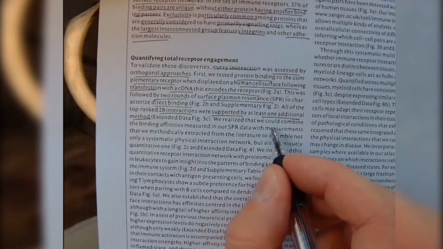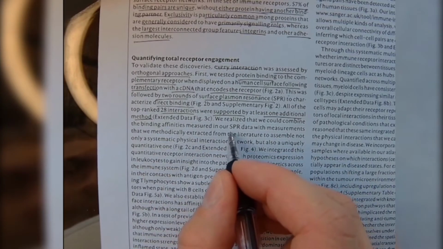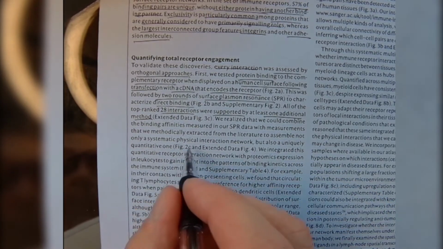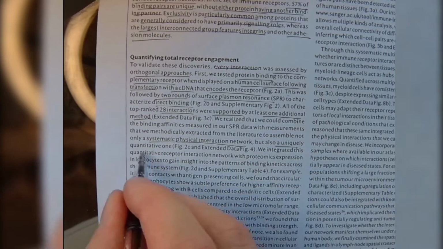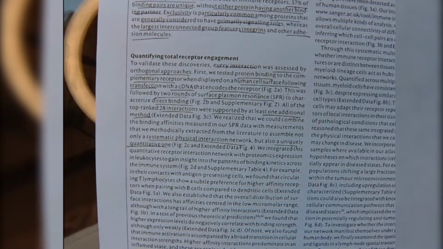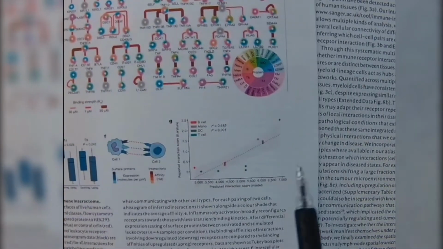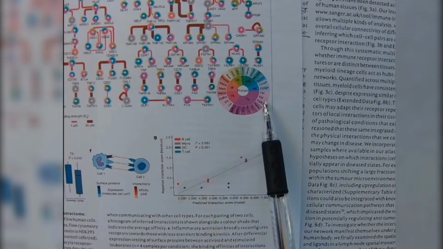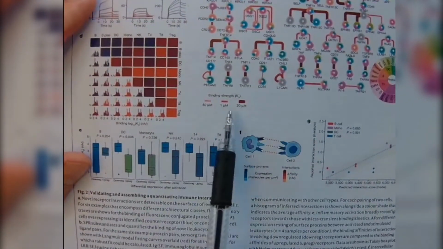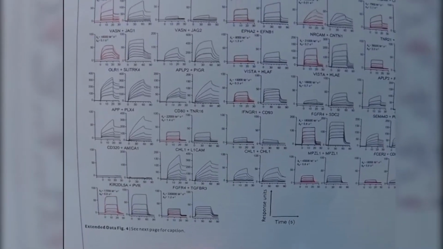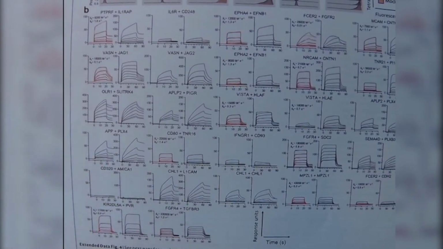"Now, we realized that we could combine the binding affinities measured in our surface plasmon resonance data with measurements that we methodically extracted from the literature to assemble not only a systematic physical interaction network, but also a uniquely quantifiable one, shown in Figure 2c and Extended Data 4." So Figure 2c is all of their interactions here. You can see that their cell types are color-coded, which is pretty cool. You can look at their binding strength, so you can see this new data set from their data emerging here. And this was verified in supplementary Figure 4, which just has lots of the surface plasmon resonance.